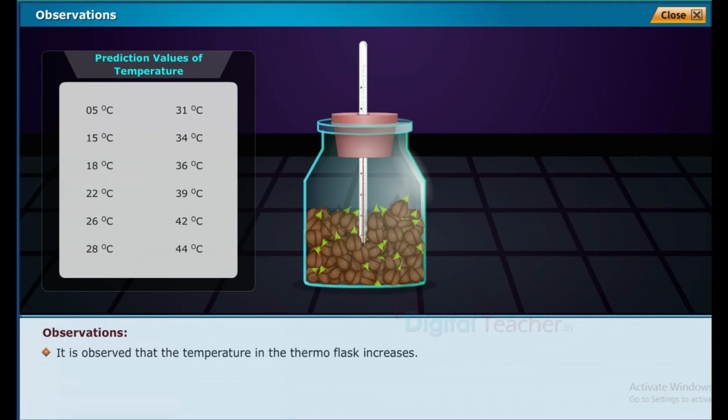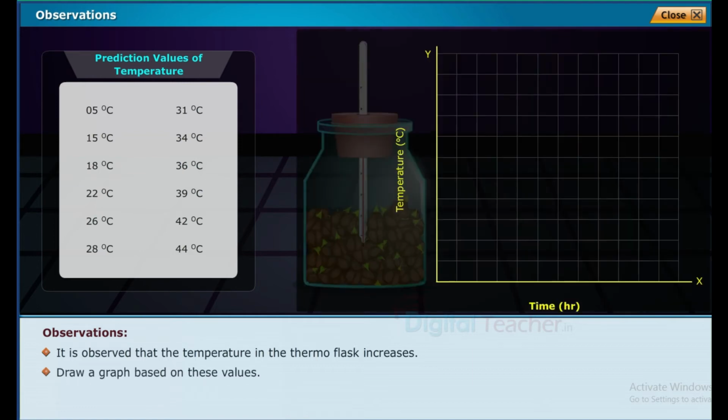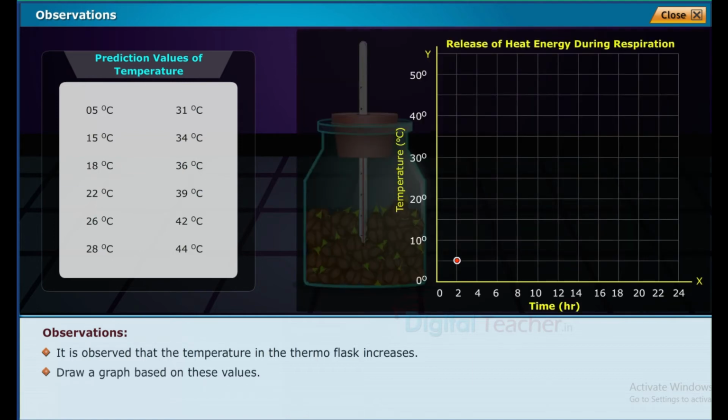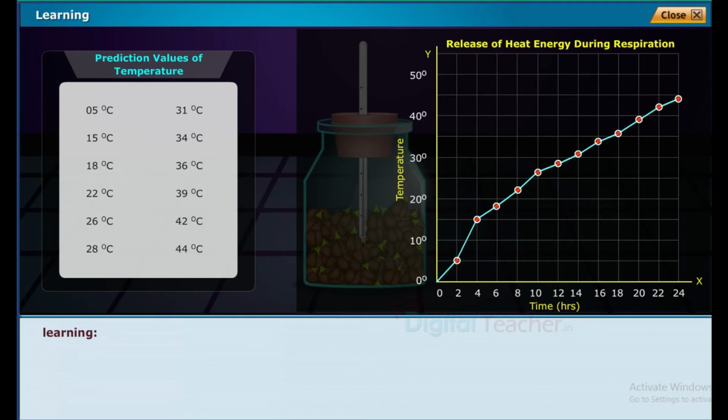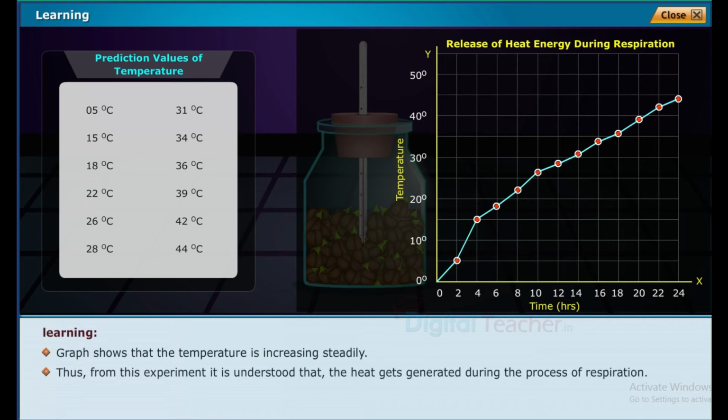It is observed that the temperature in the thermoflask increases. Draw a graph based on these values. The graph shows that the temperature is increasing steadily. Thus, from this experiment, it is understood that heat gets generated during the process of respiration.